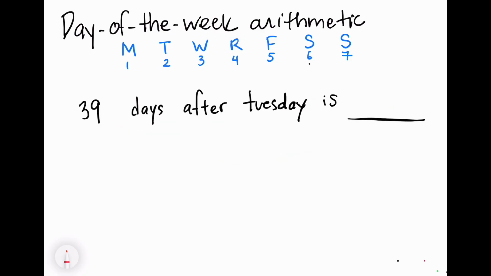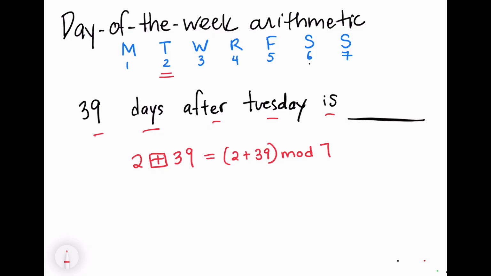So let's do one more example. 39 days after Tuesday is... so let's say we start at Tuesday, and Tuesday is 2. So this is what we're actually looking for in days of the week arithmetic. And we pretty much have seen that this is, I just take the regular arithmetic, 2 plus 39, and then I'm going to calculate the remainder. And so what does this give me?